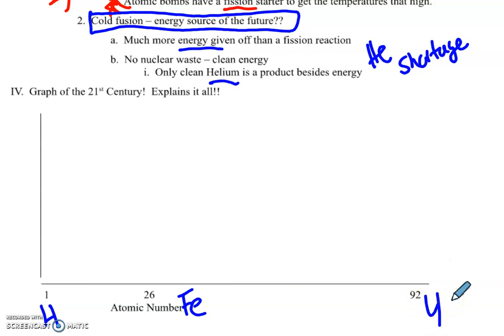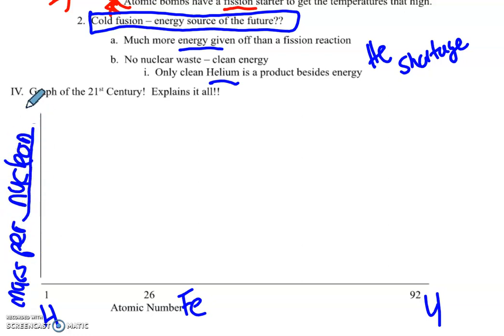So up on the y-axis, I want you to label that mass per nucleon. Nucleon's a new vocab word. It's just a fancy way to say either protons or neutrons.